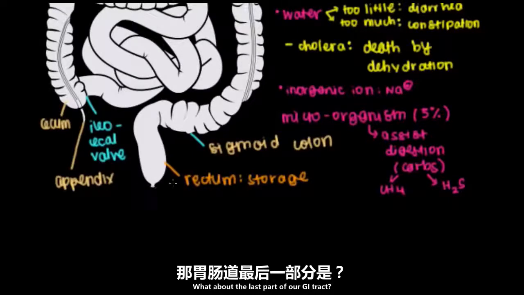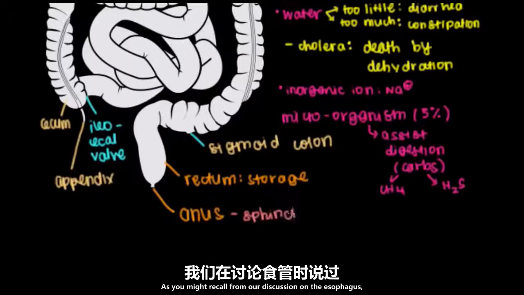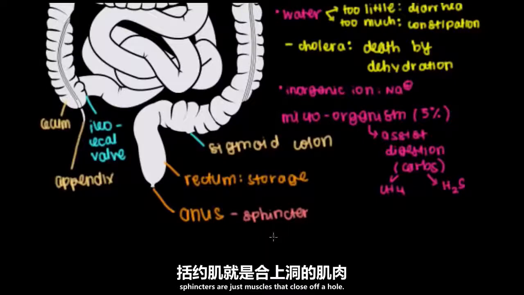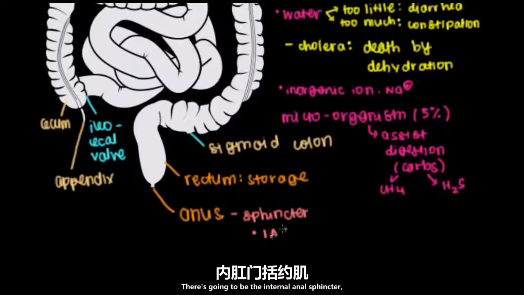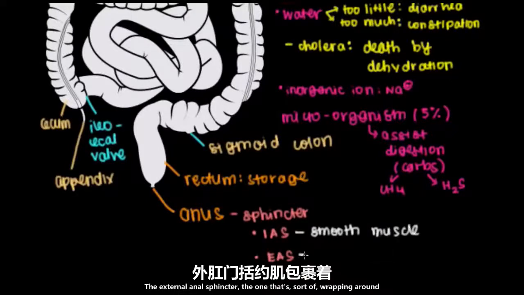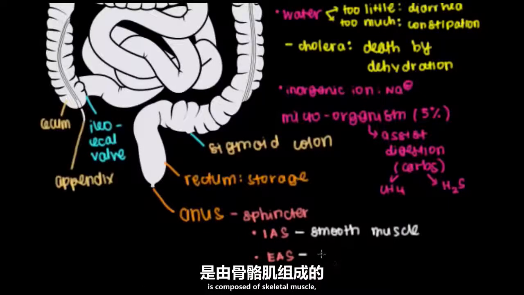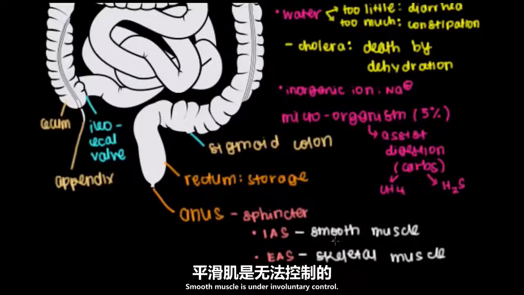What about the last part of our GI tract, the anus? Now, the anus itself is composed of two sphincters. As you might recall from our discussion on the esophagus, sphincters are just muscles that close off a hole. There are two sphincters that are responsible for the anus: the internal anal sphincter and the external anal sphincter. The internal anal sphincter is composed of smooth muscle. The external anal sphincter, the one that's wrapping around the internal anal sphincter, is composed of skeletal muscle, skeletal muscle that we control. Smooth muscle is under involuntary control.